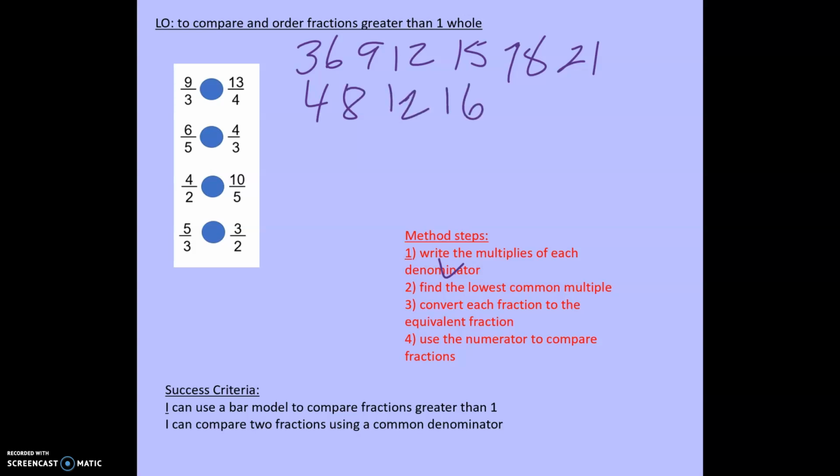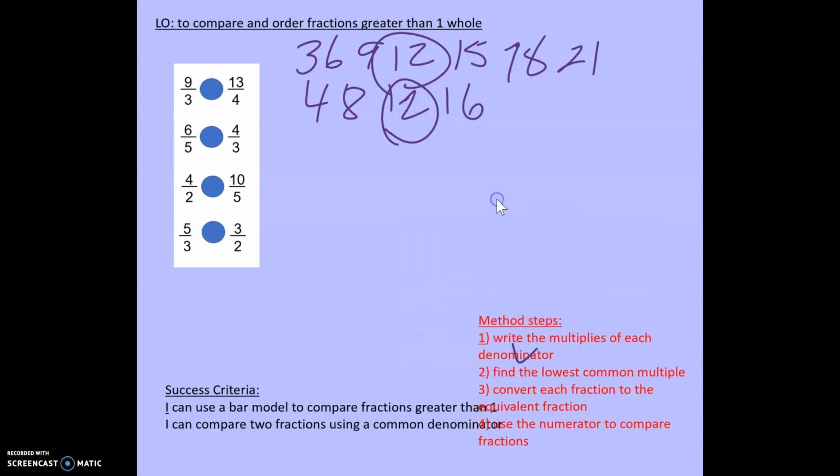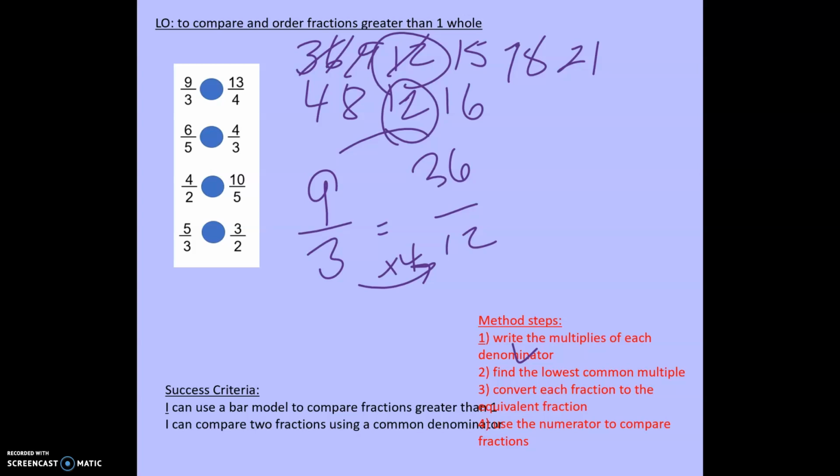And I can see straight away that 12 is my common multiple. So let's just move that out of the way so we can write there. The next step is then to convert each fraction into its equivalent fraction with that denominator. So we're going to have 9/3 is something over 12. 3 times 4 is 12. 9 times 4 is 36. So we've got 36/12.